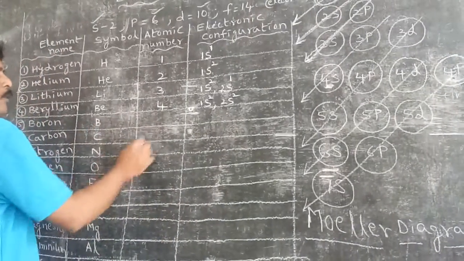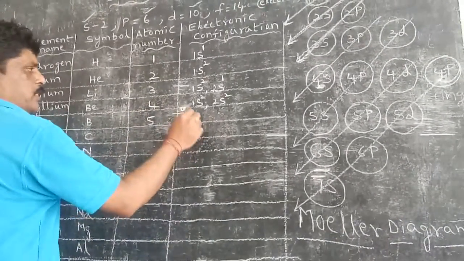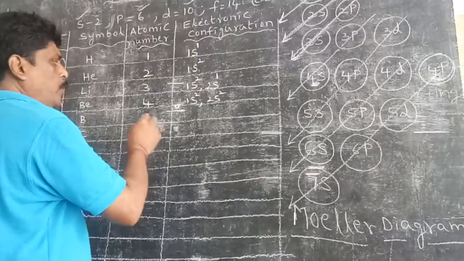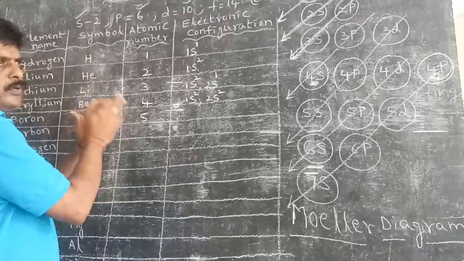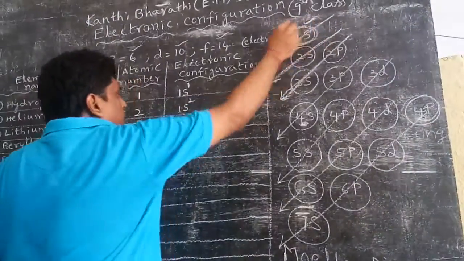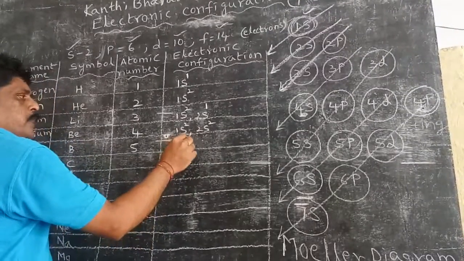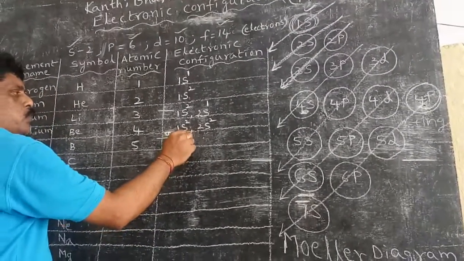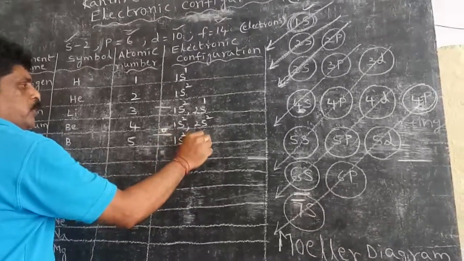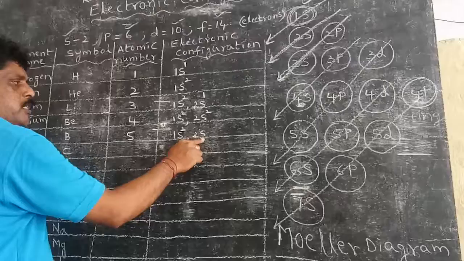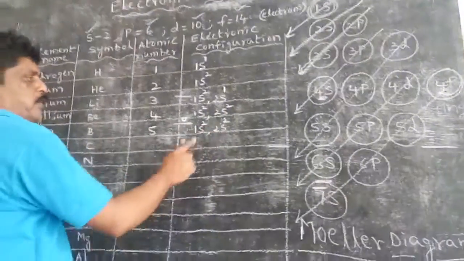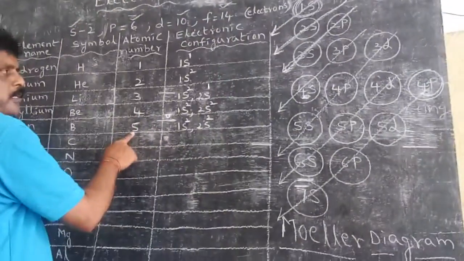Next one, boron. Boron atomic number is 5, so there are 5 electrons. We have to fill the first orbital, 1s. How many electrons are filled in 1s? 2 electrons. And after that the 2s orbital, which is also an s orbital, so I have to fill 2 electrons. There are 4 electrons filled in 1s2 and 2s2. Next, 1 electron is left.